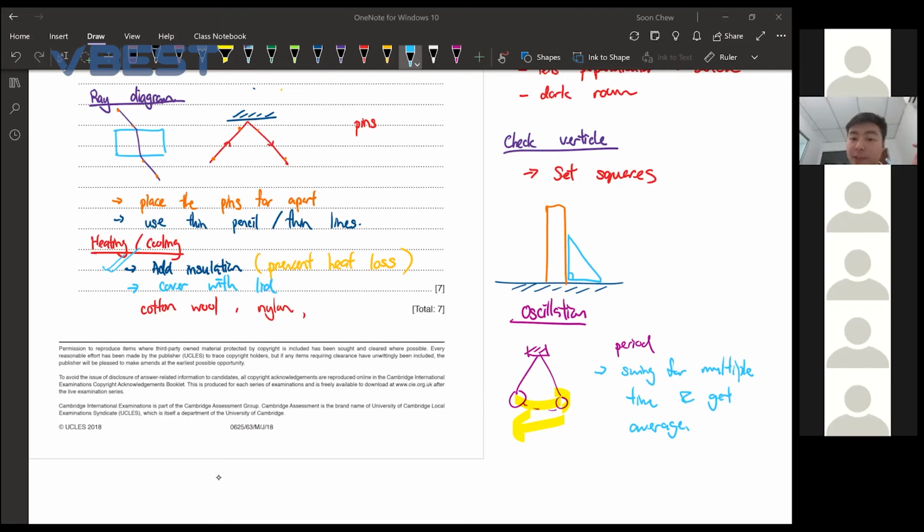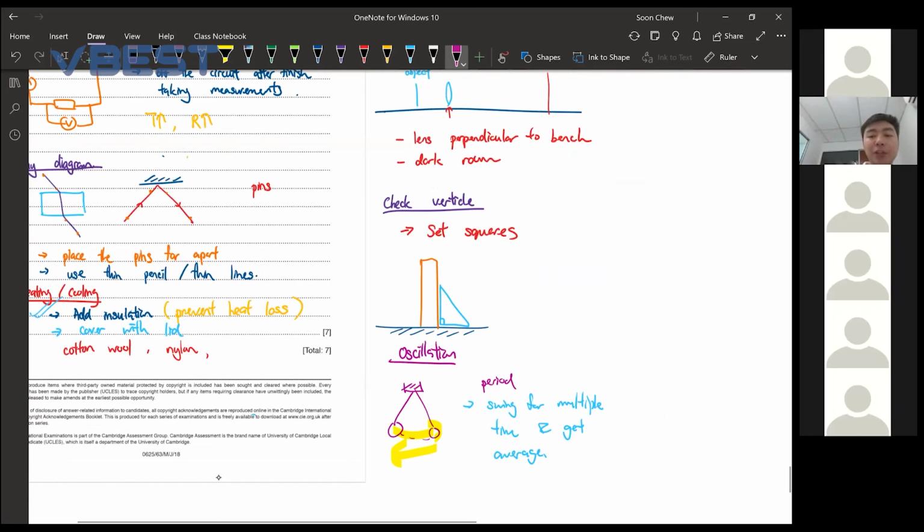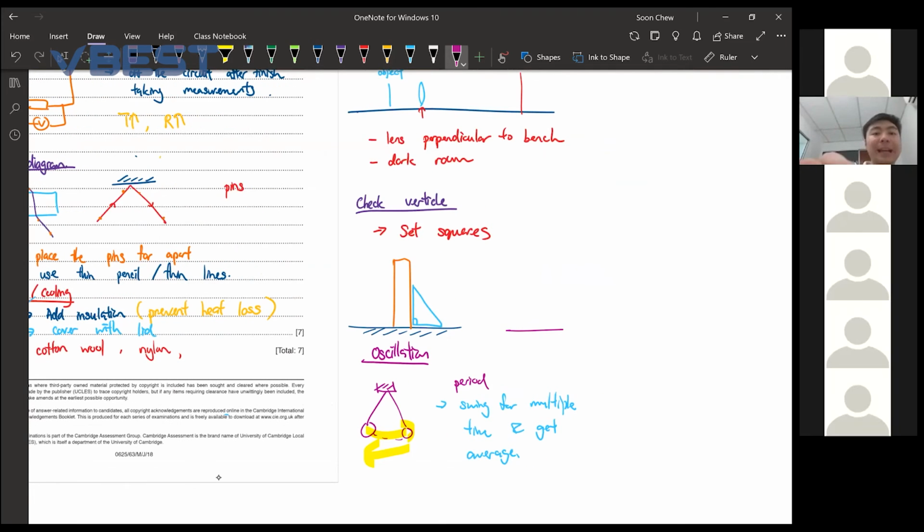Okay, set square is used in what condition? Set square is used when we wanted to make sure your objects are straight. Like your ruler, you want it straight, you can use your set square. Another one is to measure some length also can.